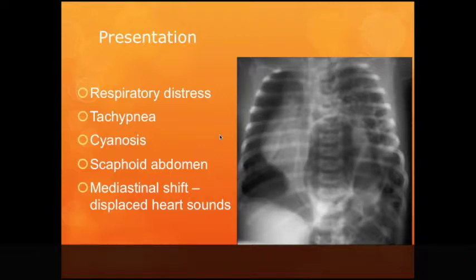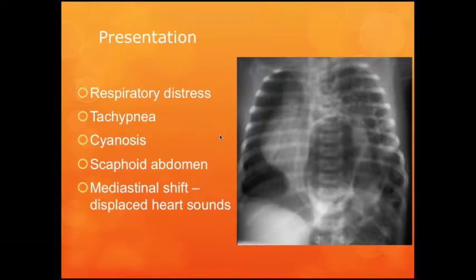So these children may present with respiratory distress, particularly if it's a very big hernia. They may be tachypneic. They may be cyanosed, and part of that can be due to reversion to the fetal circulation due to pulmonary hypertension, and I'll talk about that in a subsequent slide. Typically, they talk about a scaphoid abdomen, which means the abdomen, instead of being distended, like little babies have little tummies that stick out, is concave, and it looks like the abdomen's almost empty because it's missing the bowel.